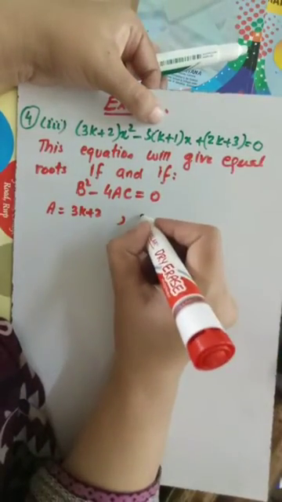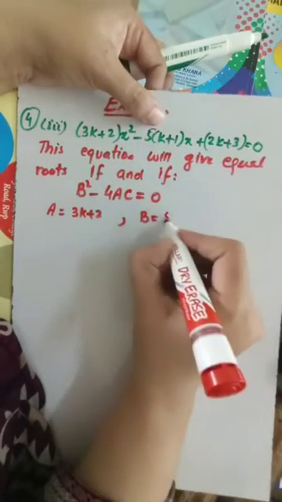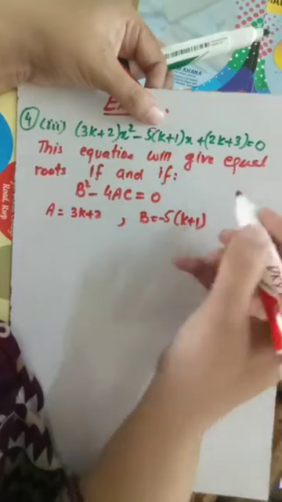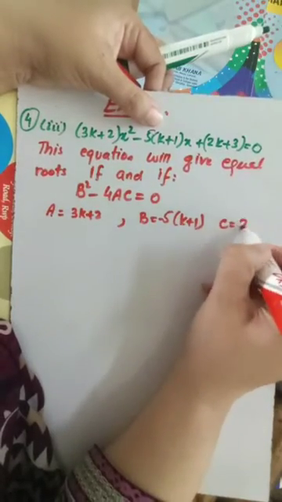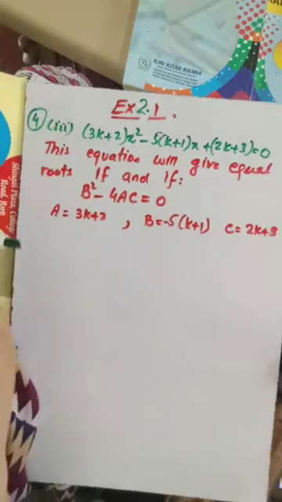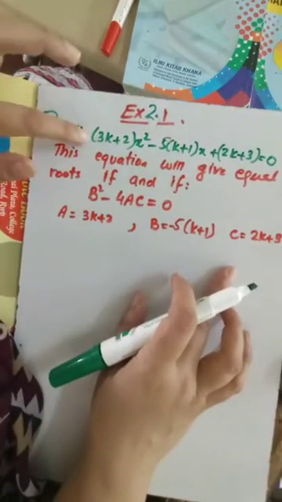b is the coefficient of x, which is negative 5k plus 1, and c is the coefficient of x raised to the power 0, or the constant term. Okay, so I have taken a, b, c from this equation.